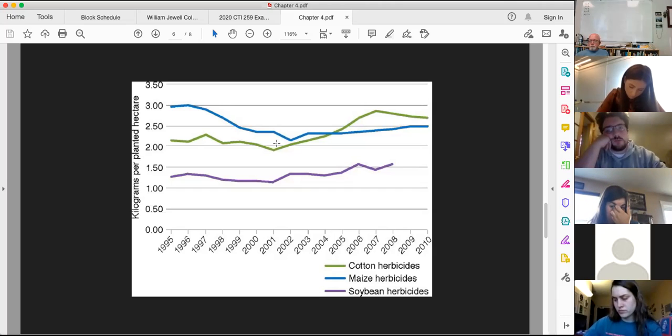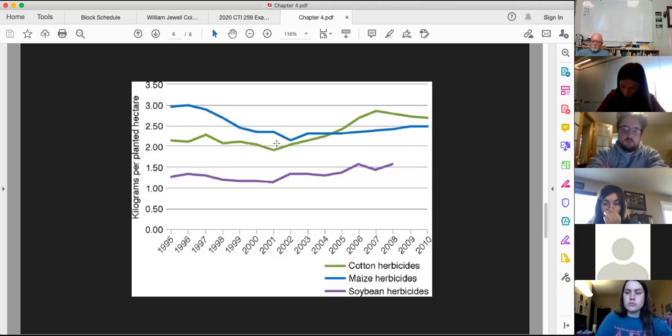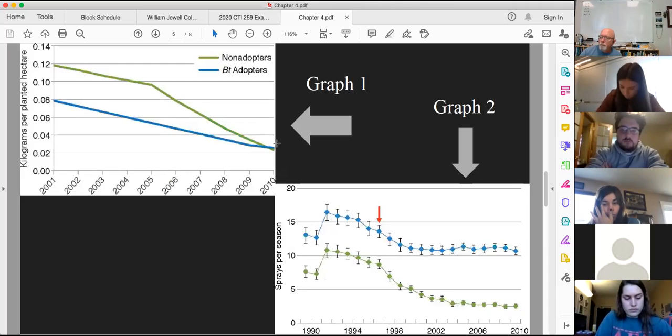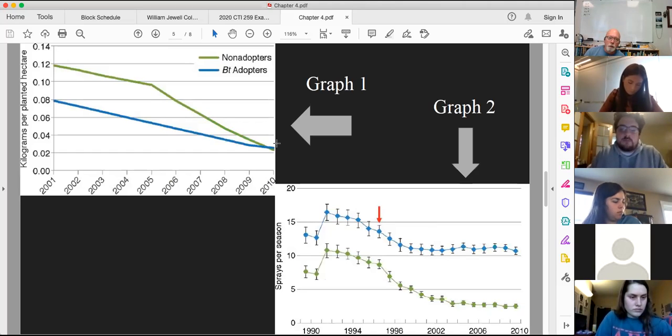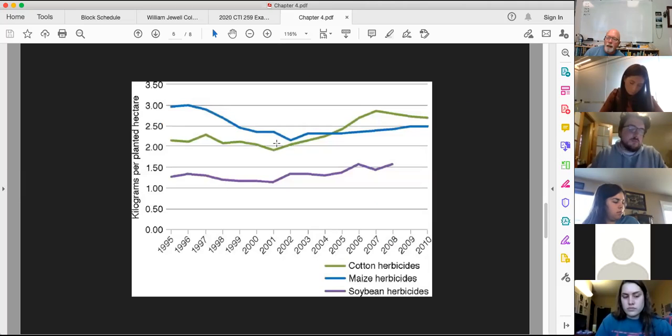Well, I guess the soybean is roughly the same, but they all have a slight decrease until about 2001, 2002. And then they increase again. They're fluctuating, but there's not any kind of directional trend like you see in pesticides. There's no big drop or rise.